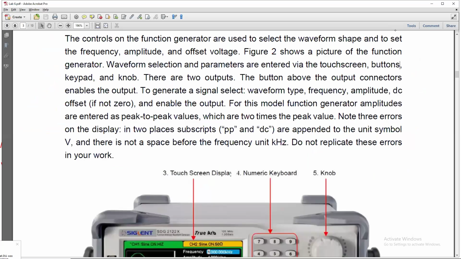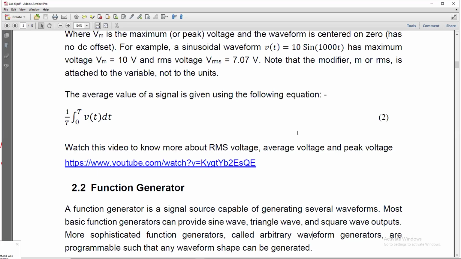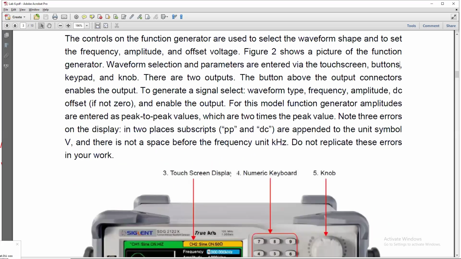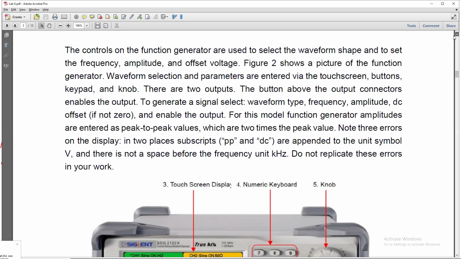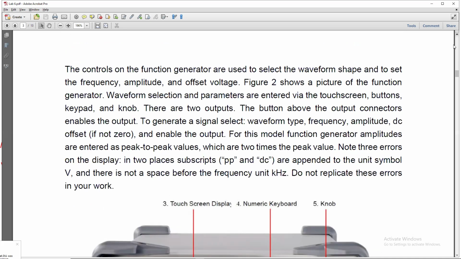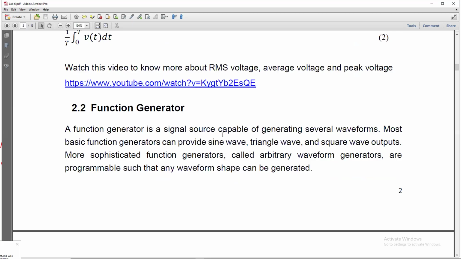Let me go to the lab to see if I'm missing something. Here, a function generator is a signal source capable of generating several waveforms. It can be sinusoidal, triangle, or square, several signals. This is one of the things you can select.